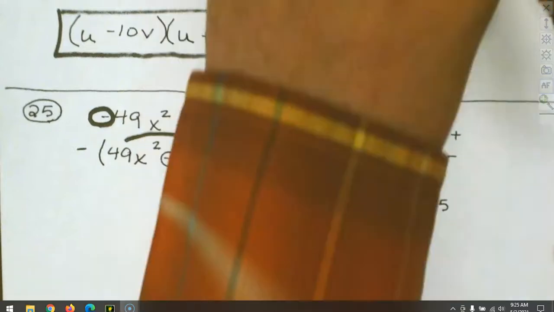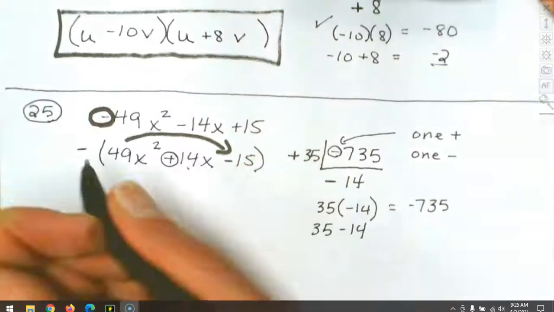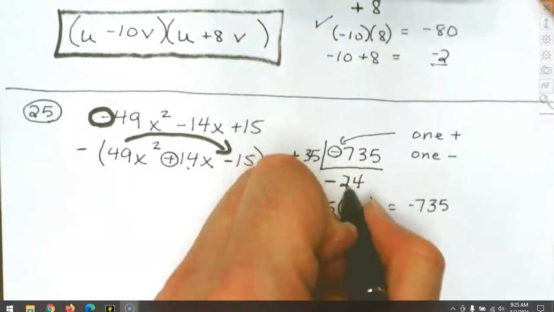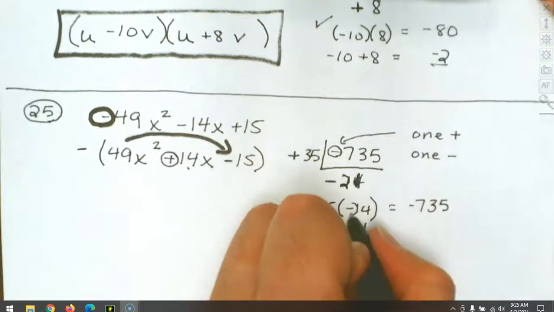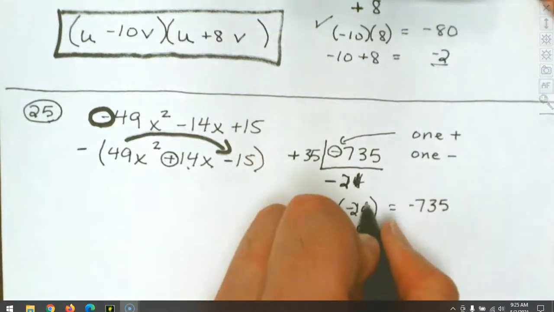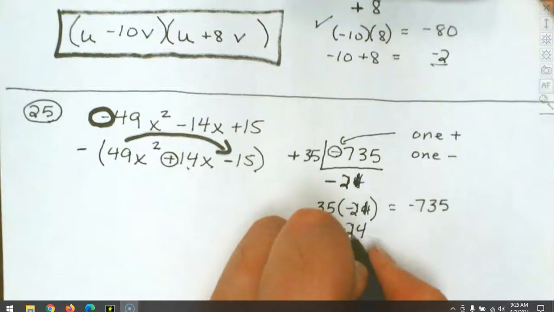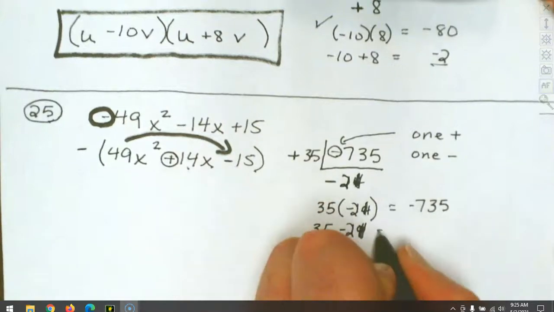oh wait, not 14, 21. My mistake. I wrote down the wrong number. I was looking at the middle. That should be a minus 21. Sorry about that. I was thinking of the answer. So that should be a 21. Okay, and 35 minus that 21, what does that give you?